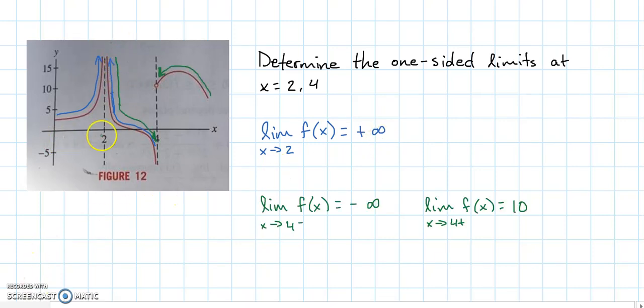As x approaches 4, the left-sided limit approaches negative infinity, and from the right side, the limit approaches 10. So we would write it as x approaches 4 from the left side, the limit of f of x is equal to negative infinity. And as x approaches 4 from the right side, the limit of f of x is equal to 10.